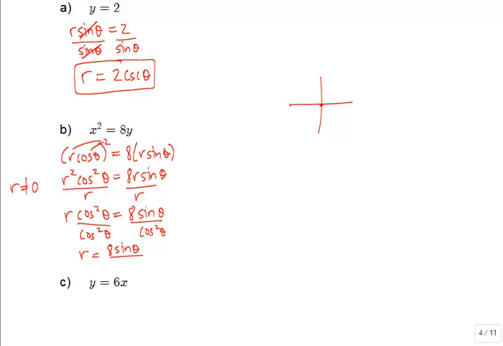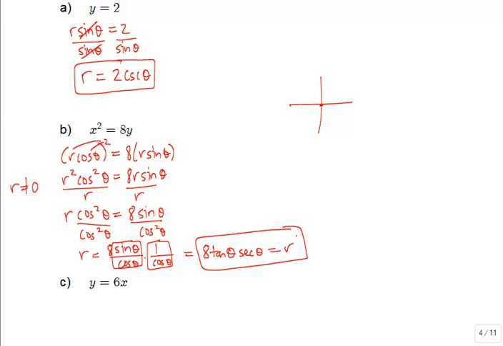Let me break up this cosine squared into a cosine theta times a cosine theta. And I'm going to put this second cosine theta underneath a 1, just so you can see how we're really going to transform this. This part here, sine theta over cosine theta, is a tangent. So this could become 8 times tangent of theta, and 1 over cosine theta becomes a secant. So our final answer is r equals 8 tangent theta secant theta. And that, to me, just looks a little bit cleaner.